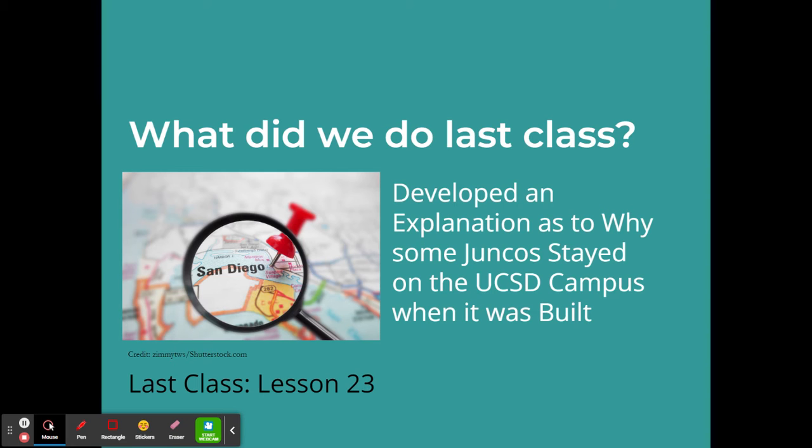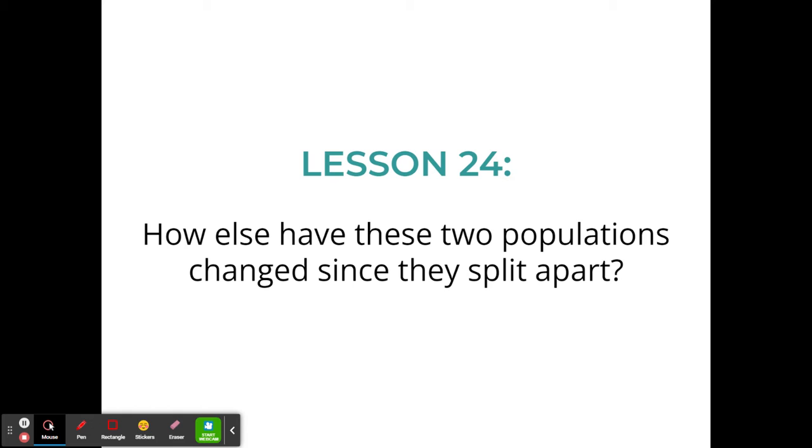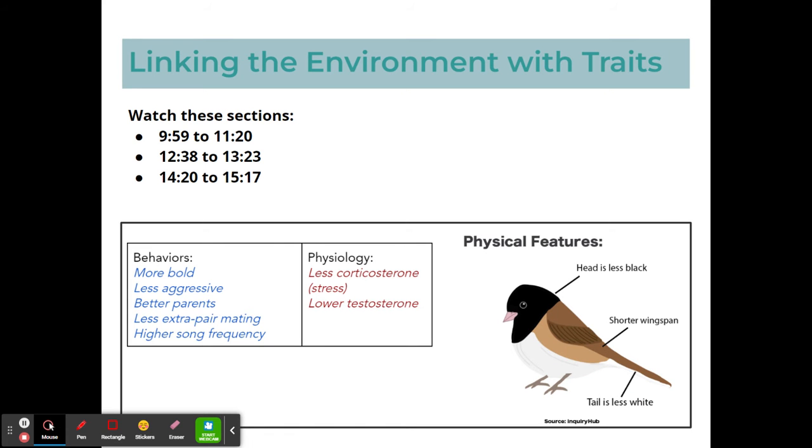So let's go into what we're going to talk about today. Now that these populations are separate, living in separate areas of the country, we need to look at how else these two populations have changed since they split apart. So in this lesson, we watched some sections of a video, and in there, the scientists connected some parts of the physiology or the morphology of the birds with certain behavior traits.